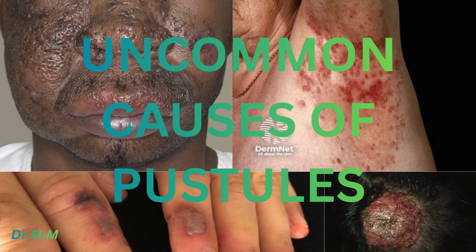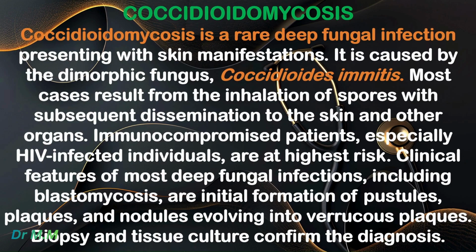Uncommon causes of pustules. Coccidioidomycosis. Coccidioidomycosis is a rare deep fungal infection presenting with skin manifestations. It is caused by the dimorphic fungus Coccidioides. Most cases result from the inhalation of spores with subsequent dissemination to the skin and other organs.